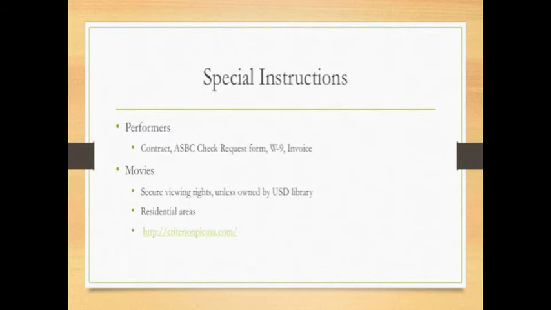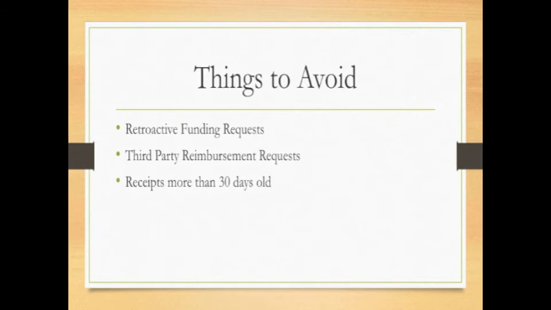You can do this by going to the website to see if it is listed. Residential areas do not require movie rights, but all other venues in which a movie is shown do require it. Please plan ahead so you can avoid retroactive funding requests. Third-party reimbursement requests are strictly prohibited. All performers or vendors must be paid directly. Also, please be aware that we aren't able to accept any receipts that are more than 30 days old.